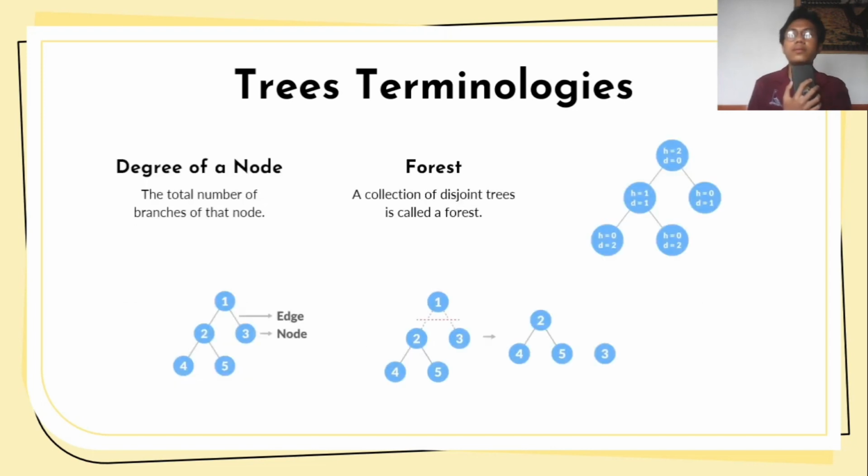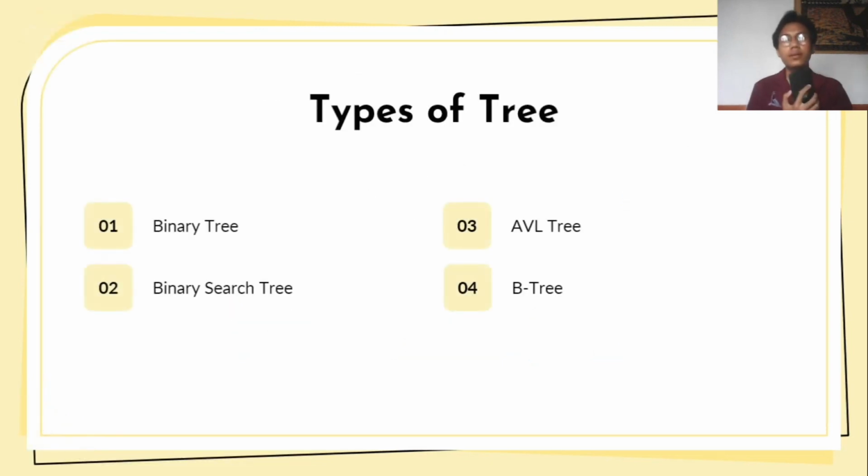Next, there's the degree of a node. It is the total number of branches of that node. And the last, forest. A collection of disjoint trees is called a forest. Okay, next. There are the types of tree. The first, binary tree, the second, binary search tree, AVL tree, and last, B tree.